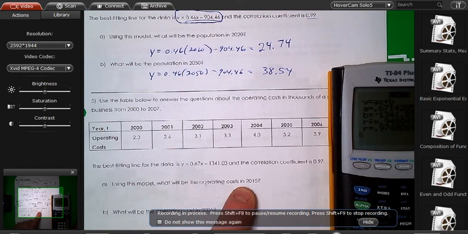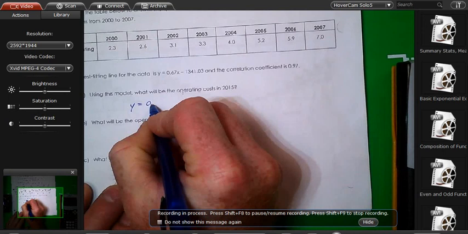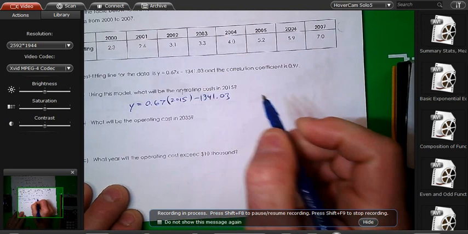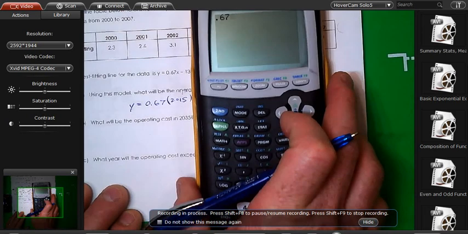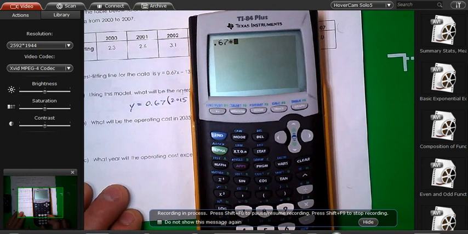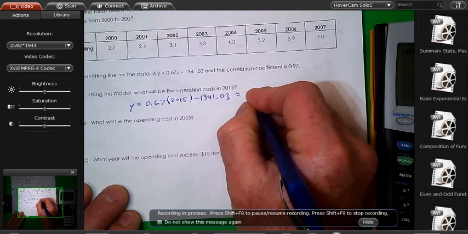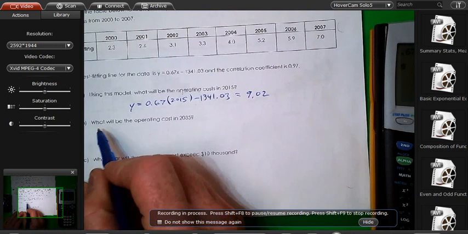So we're going to take our equation, y equals 0.67 times 2015 minus 1341.03. And we plug that into the calculator. So 0.67 in the calculator times 2015 minus 1341.03. And what did y'all get? 9.02, and that is in thousands. So $9.02 thousand, which is $9,000 and a little bit of change. Okay? All right, so you can do the same thing for Part B if the year is 2035.